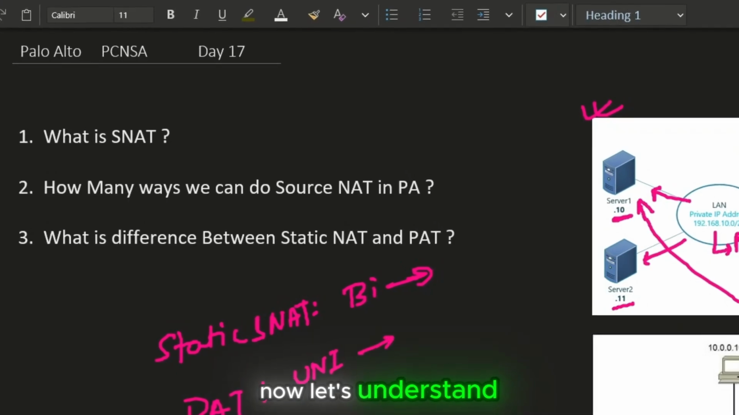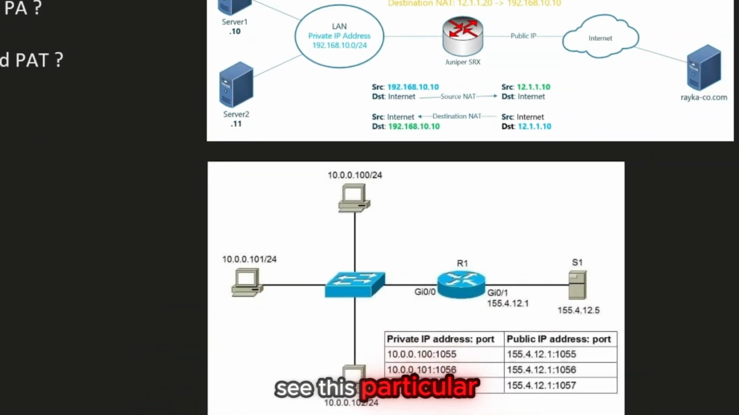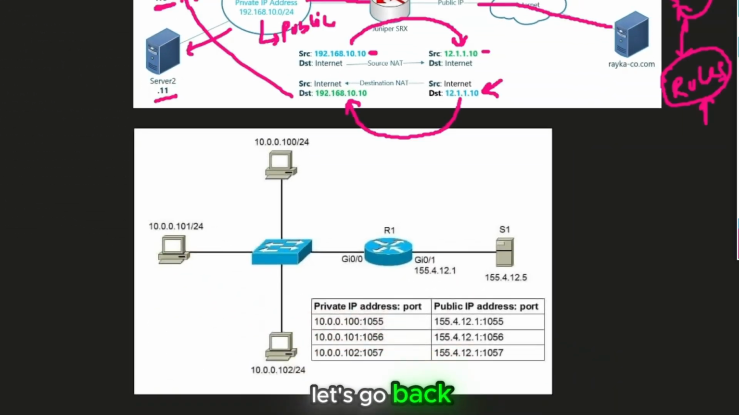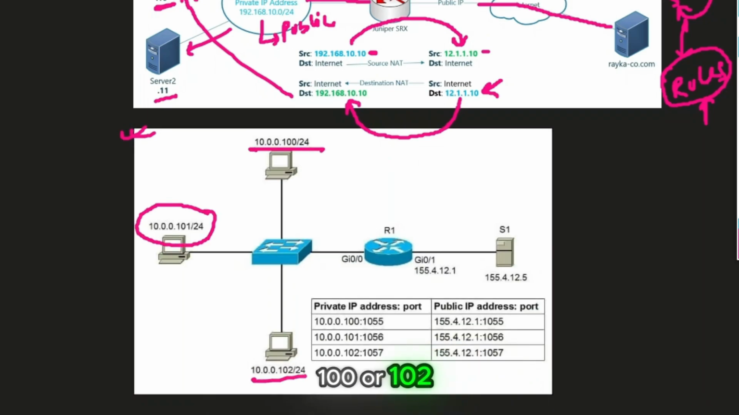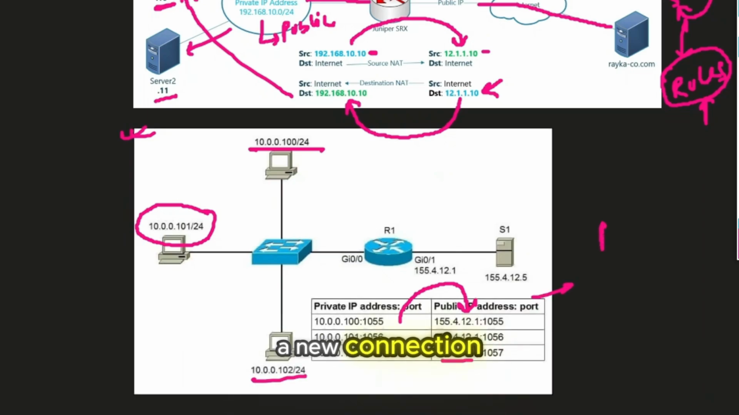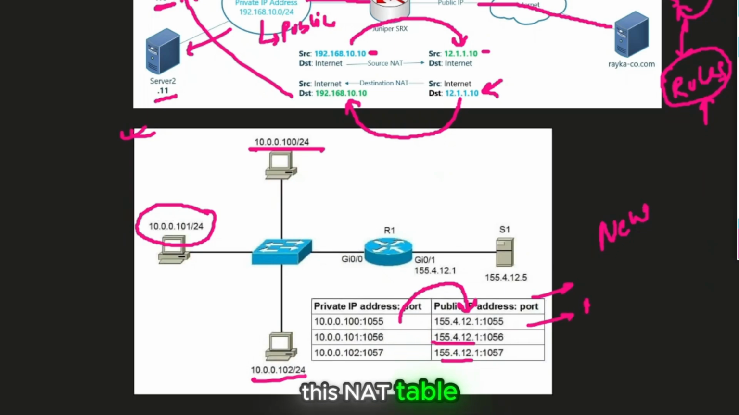Now let's understand PAT. If you see this particular diagram, let's go back. If I take source 101, 100 or 102, they are getting NATted to one single IP address. In this case, whenever we require a new connection, the NAT table will be created at that time. So it is created once the session is initiated.